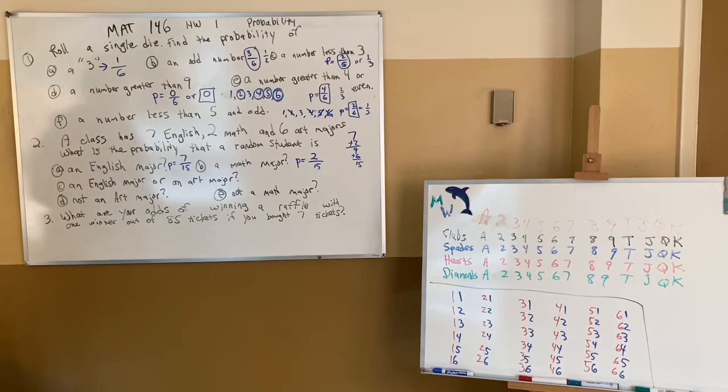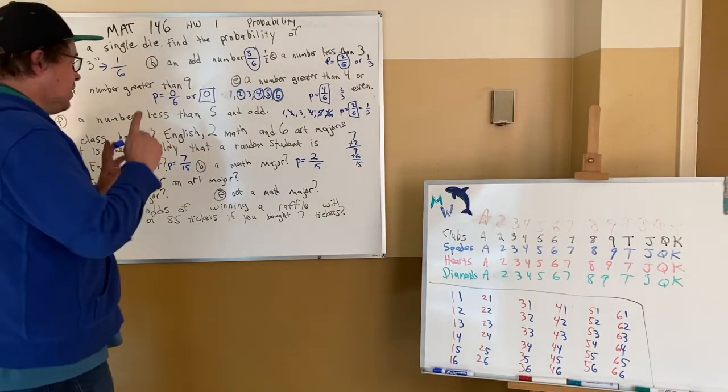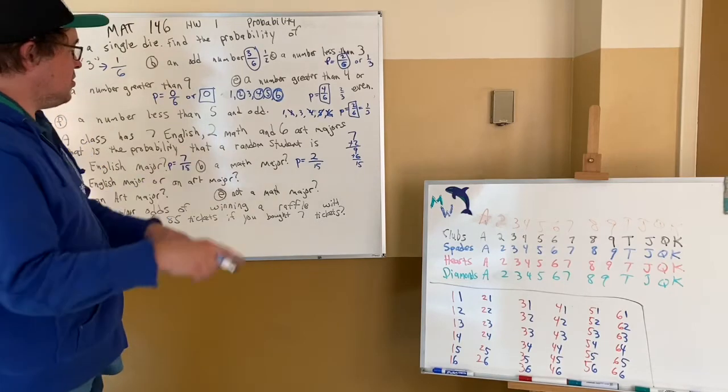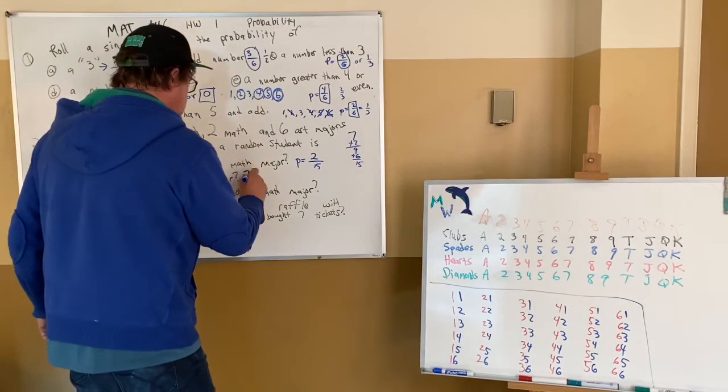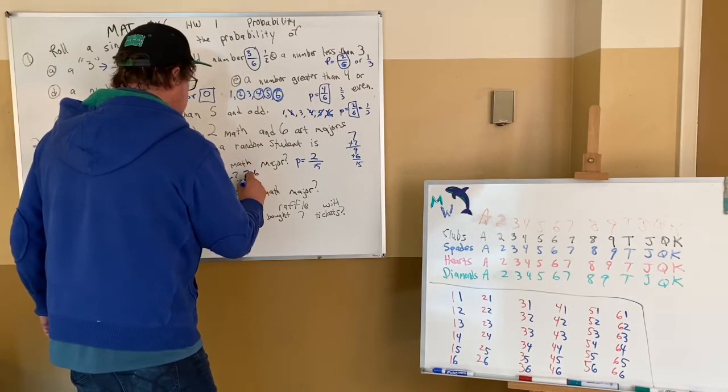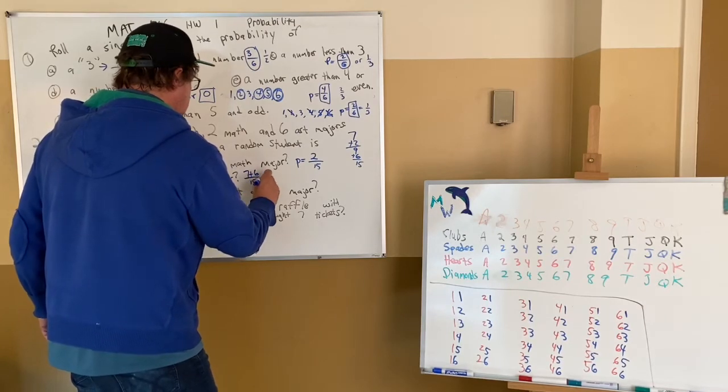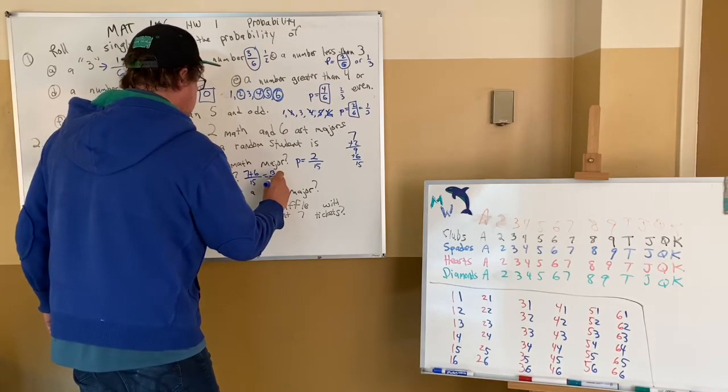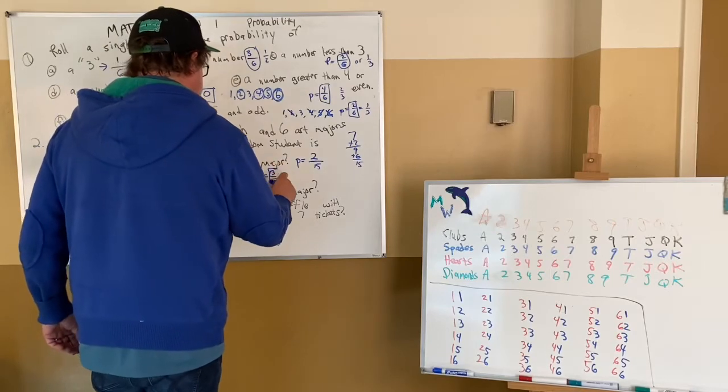An English major or an art major. So, we can be an English major and get in that way, or an art major and get in that way. This gives us 7 plus 6 of the 15. 13 out of 15. Does not reduce, so that's what the answer would have to be.